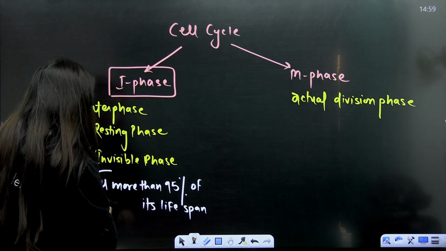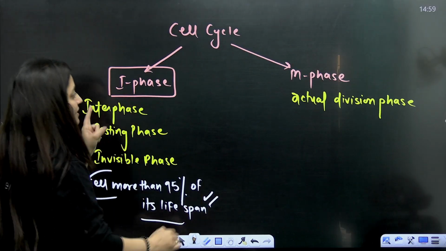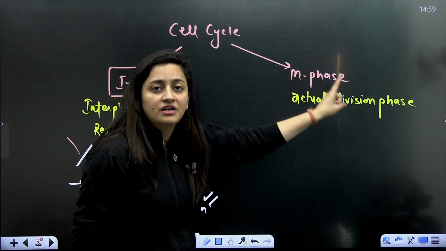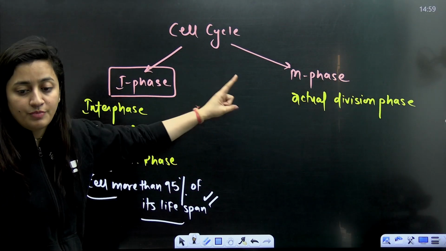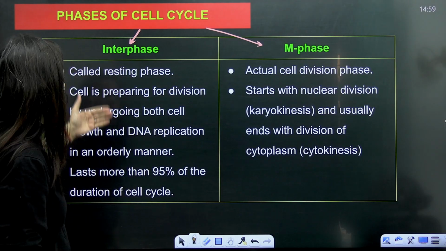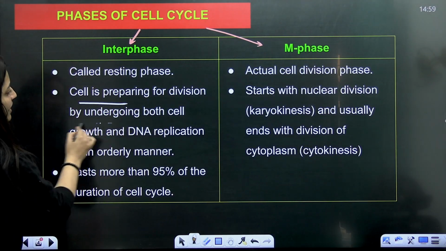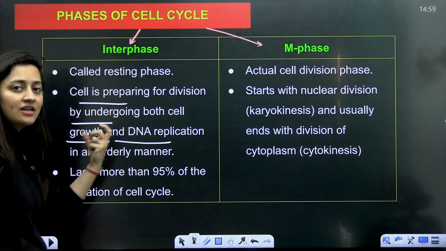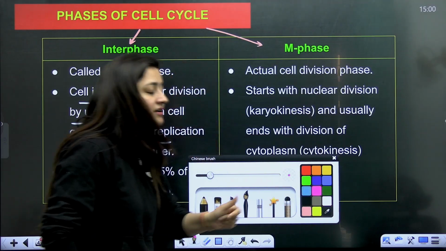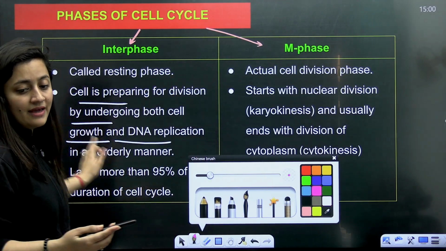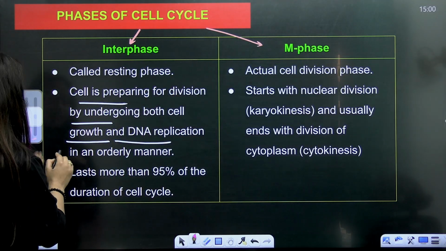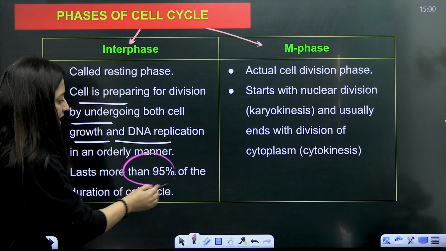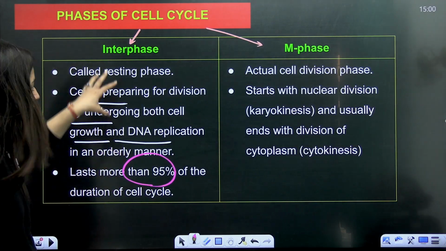A cell will spend more than 95% of its lifespan in the interphase, because here it is preparing itself for the division, and in the division there should be no error. So the quick points are: the cell is preparing for division, and will undergo both cell growth and DNA replication in an orderly manner. Basically in the interphase, cell growth will be there, and replication will also be there in a proper order. As I said, more than 95% of the lifespan of the cell is spent in the interphase.